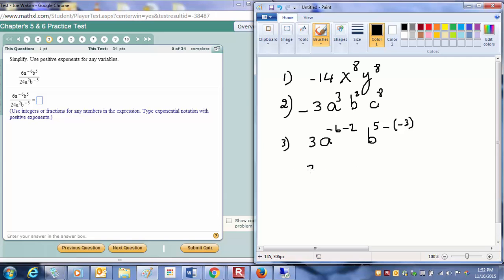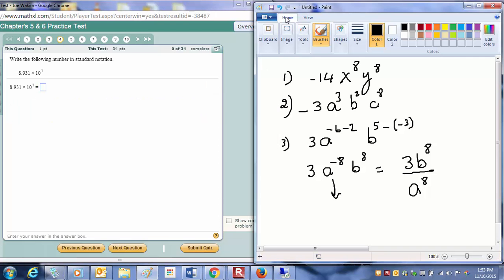Let's simplify. This is 3a, negative 6 minus 2 is negative 8. Minus times minus is plus, so b to the power 8. Finally, we're going to move this to the denominator to make it positive. So this would be 3b to the power 8 divided by a to the power 8. So that would be the solution of this expression. Nothing else we can do about this, and that would be the final answer.